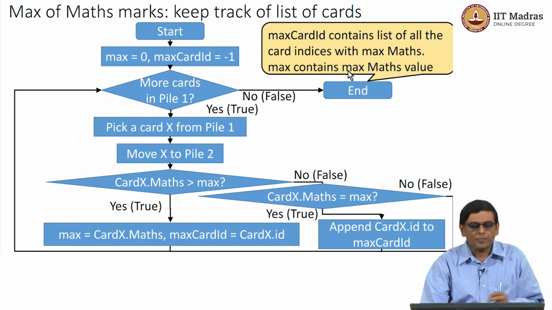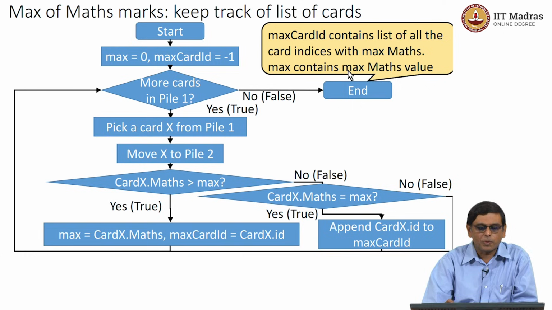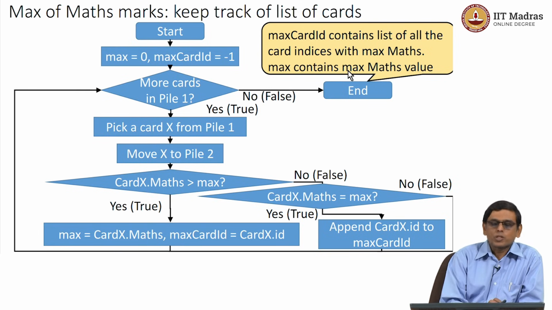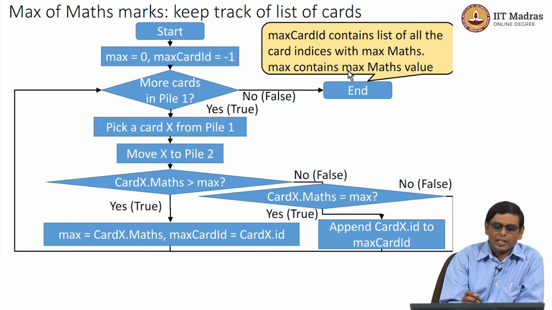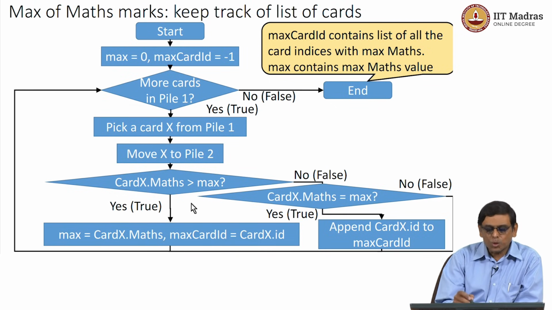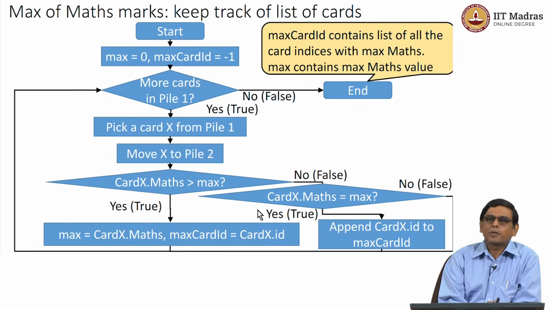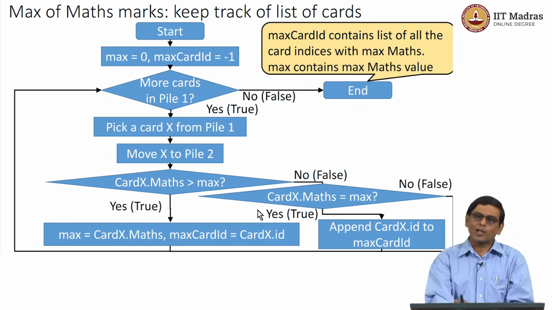So, what we have seen through this particular lecture is a procedure to take the flowchart for iteration with filtering, and modify that filtering procedure so that we can compare it with the max variable, so that it can become a procedure to find the maximum, but at the same time we are also keeping track of the list of cards on which that maximum value has been found.